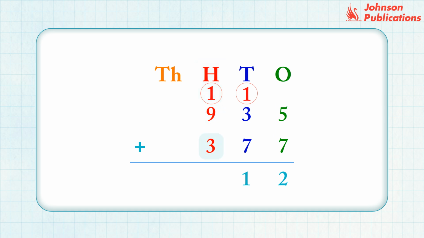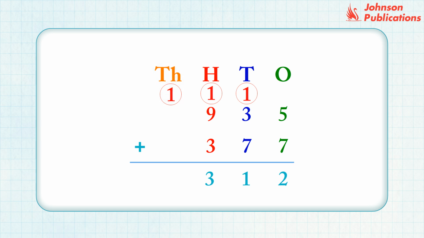9 hundreds plus 3 hundreds is equal to 13 hundreds. We can write 13 hundreds as 1000 plus 3 hundreds. Write 3 in hundreds place and carry over 1000 to the thousands column. Step 4. Add the thousands.